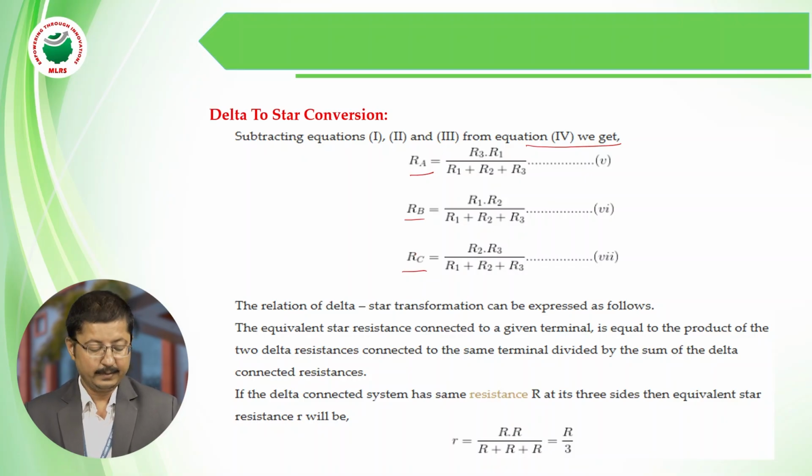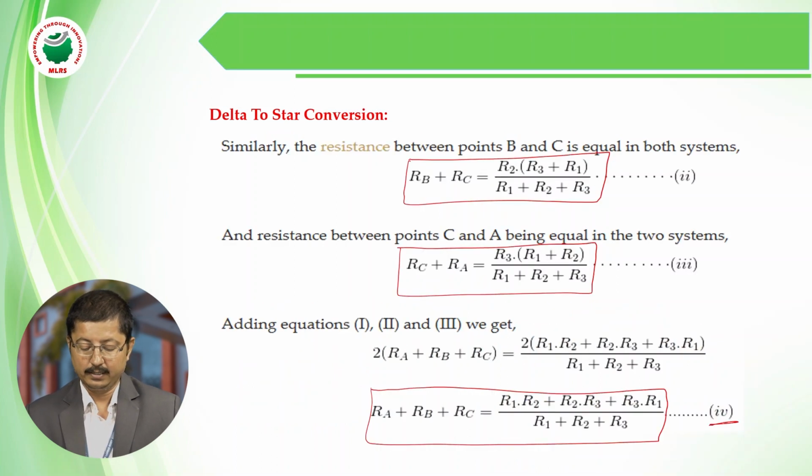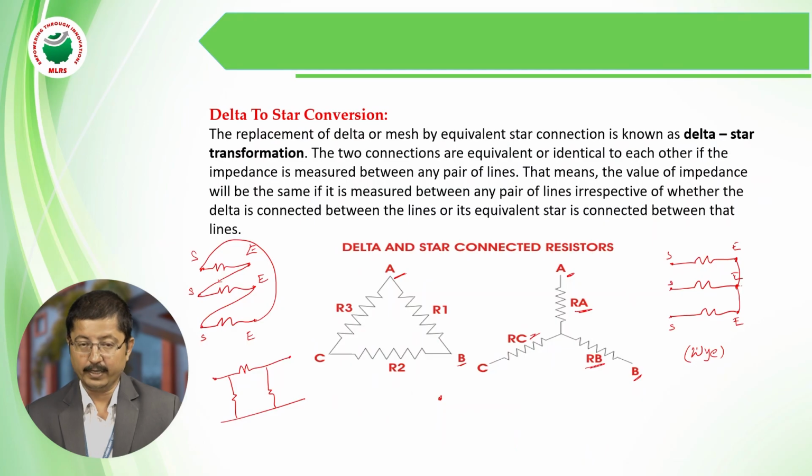So this is the expression we are getting here. So how to remember this expression while converting from delta to star? All of you see the diagram here. To convert from delta to star, first we require RA.